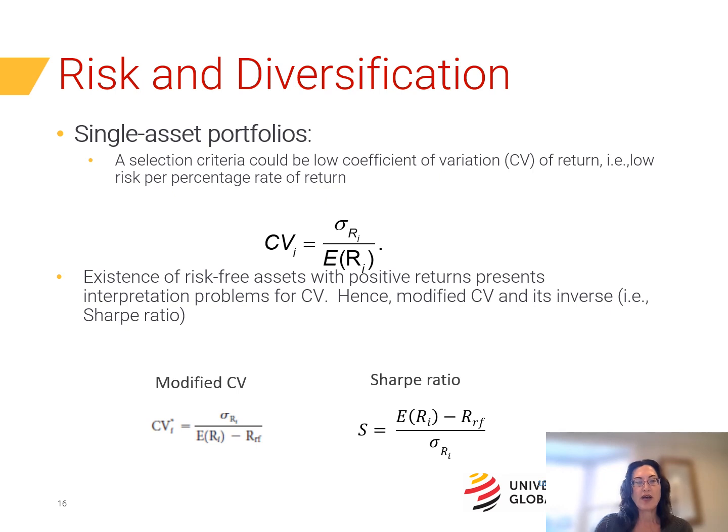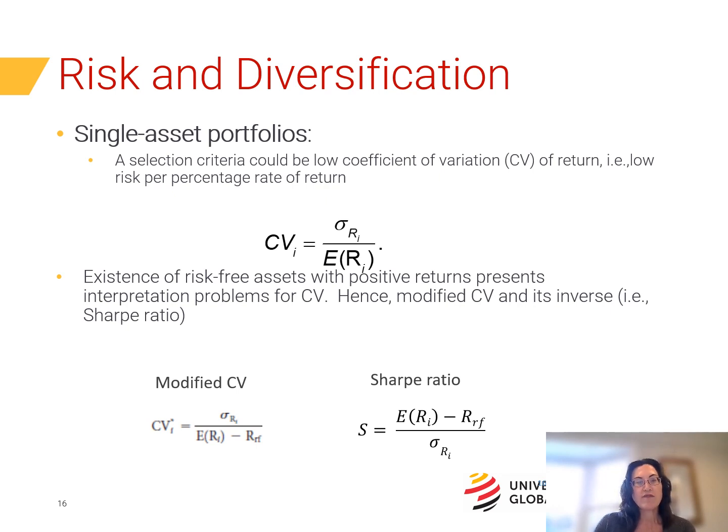Investors expect to earn a positive return even when assets are risk-free. Remember, risk-free assets are government securities such as treasury bills, notes, or bonds. If investors can earn a positive risk-free rate without bearing any risk, then it really only makes sense to compare the risk of the investment with the return that investors expect to earn over and above the risk-free rate. Therefore, a modified coefficient of variation exists, which subtracts the risk-free rate from the expected return when calculating the coefficient of variation.